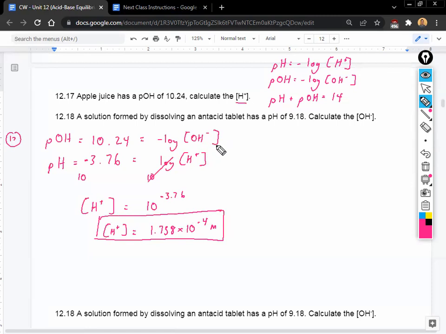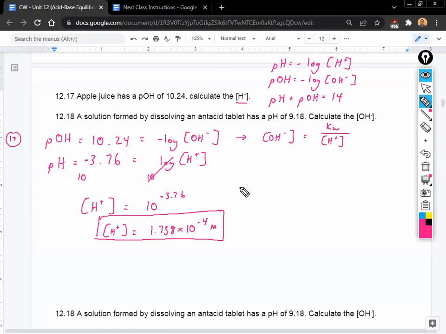The other method you could have done is use this to find the concentration of OH minus. We know that it's going to be the equilibrium constant of water divided by H plus, and then we can calculate out for H plus like that. Either way works. You'll get the same answer. Any questions on that one?